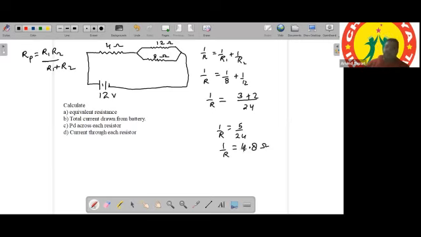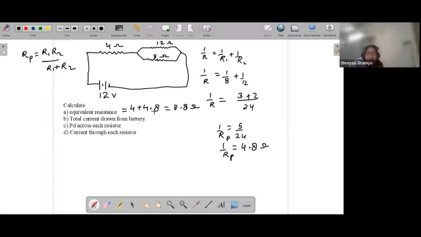Okay, so we have obtained R, the resistance of the parallel combination, and the equivalent resistance will be equal to 4 plus 4.8, that is going to be 8.8 ohm. This is the equivalent resistance. What is the total current drawn from the battery? Dhananjay, what will be the total current drawn?